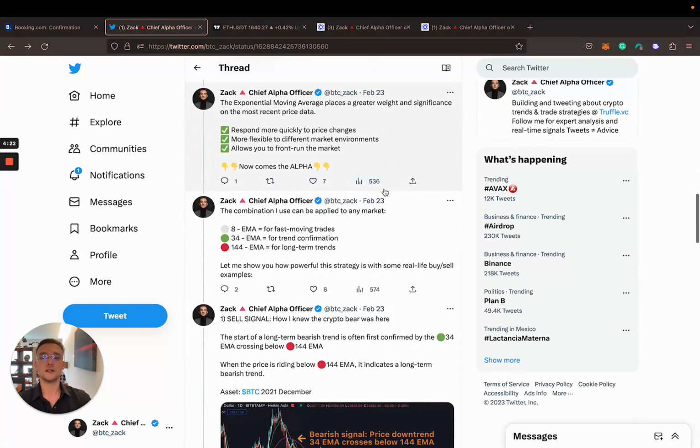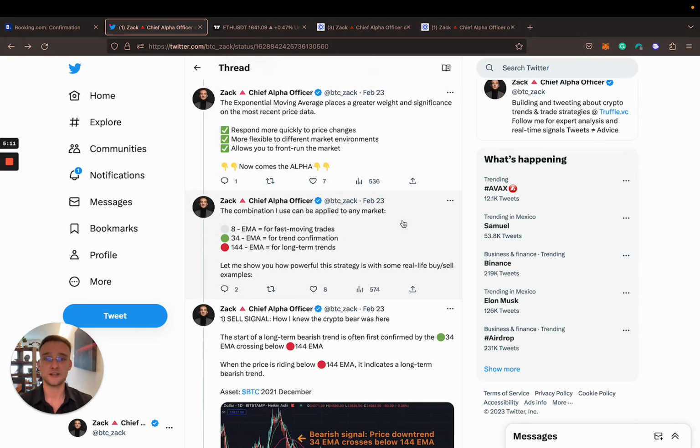Super powerful. Now, the combination of EMAs I personally use are the 8 EMA, the 34 EMA, and the 144 EMA. To explain shortly how these are used, the 8 EMA is specifically for fast-moving trades. When you see the price riding above the 8 EMA or riding below the 8 EMA, let's say on a daily chart, this would signal to you that the price is in a very strong uptrend or a very strong bearish trend.